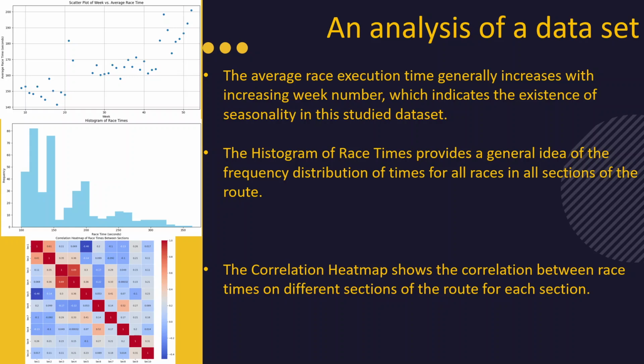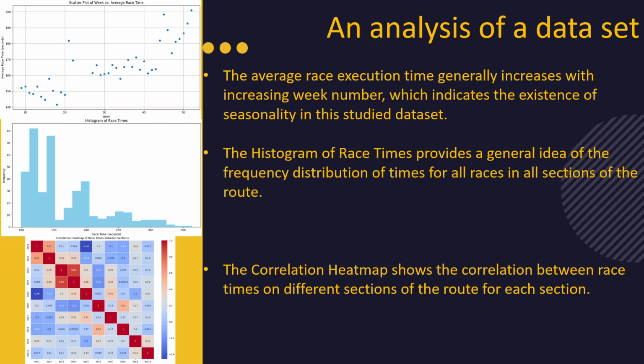The histogram of race time provides a general idea of the frequency distribution of time for all races in all sections of the route. Typical race times are between 100 and 150 seconds, but there are races that exceed this time by 2 or 3 times. The correlation heat map shows the correlation between the race times on different sections of the route. These are presented on the slide.